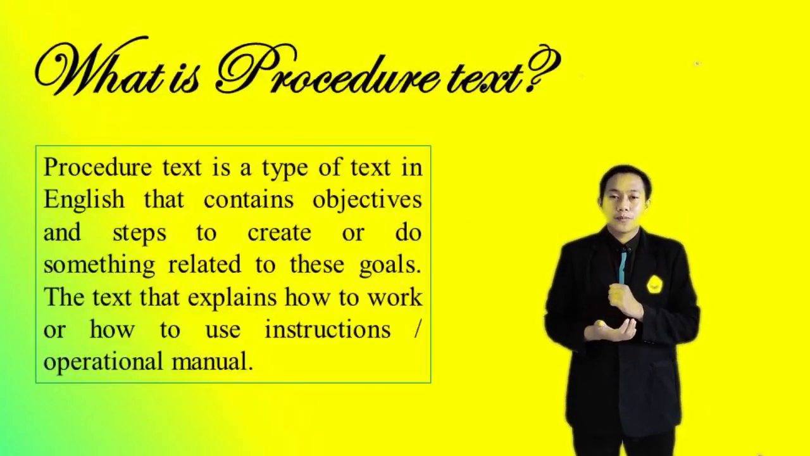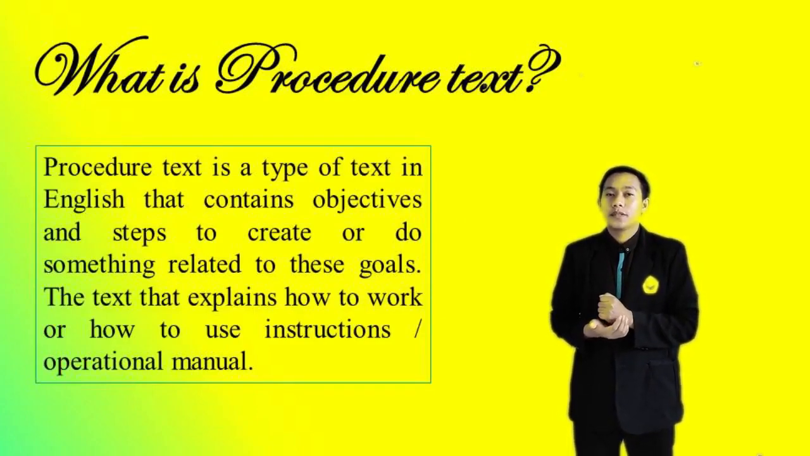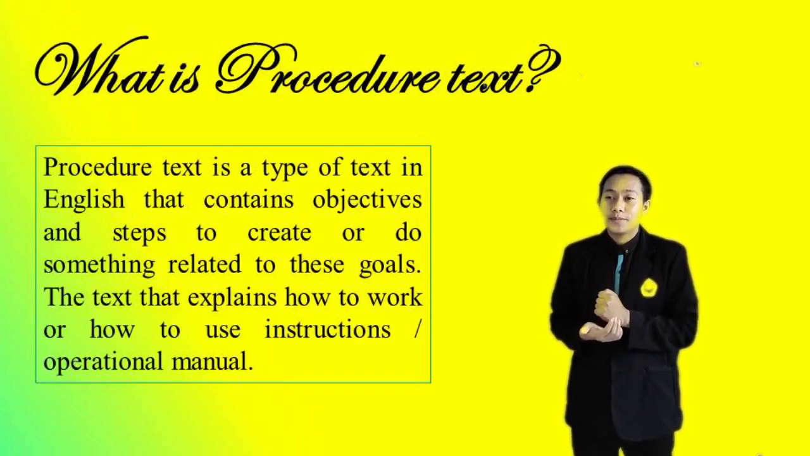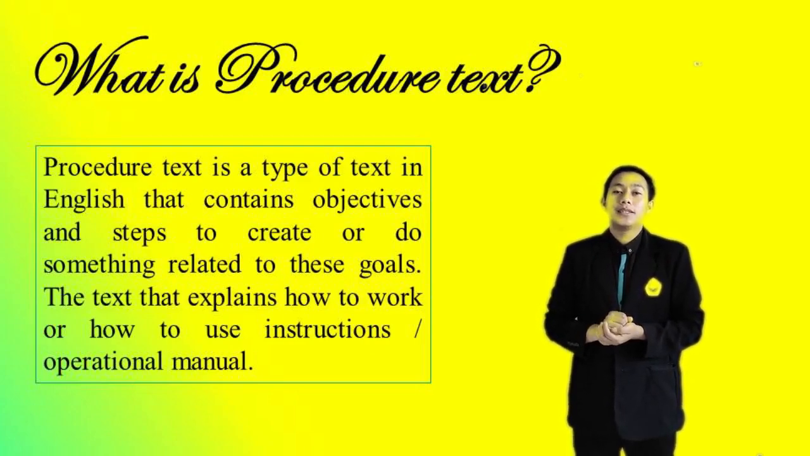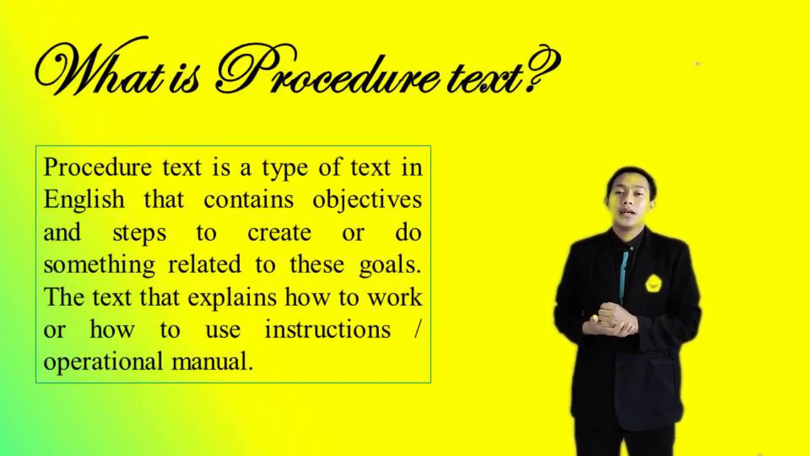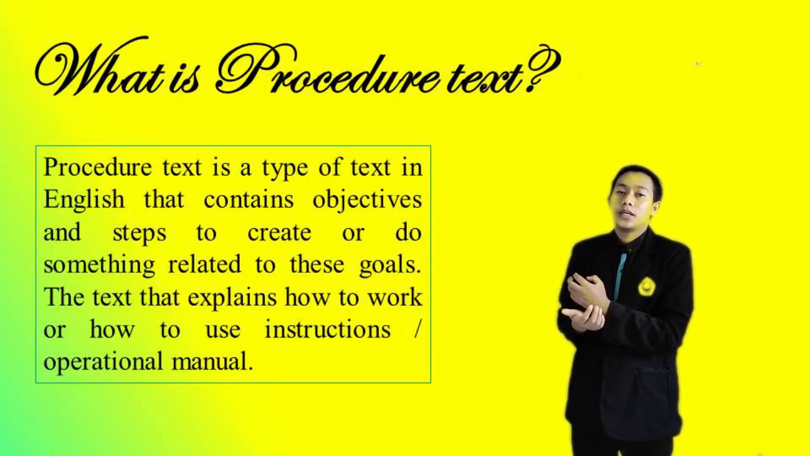So what is the procedure text? In English, procedure text is a type of text that contains an objective and steps on how to create or do something related to this goal, or the text that explains how to work or how to use instructions or an operational manual. So, procedure text is one of the texts in English that explains the steps or procedures in operating a manual.